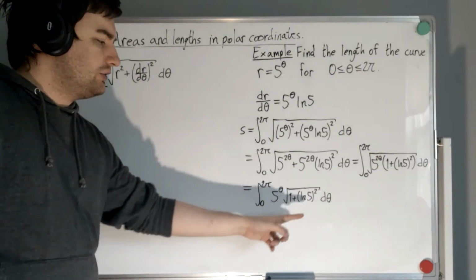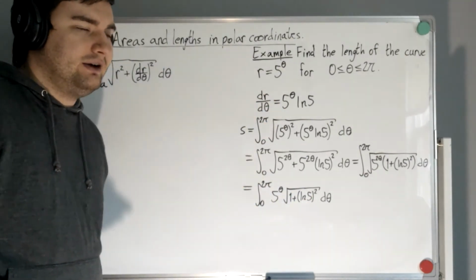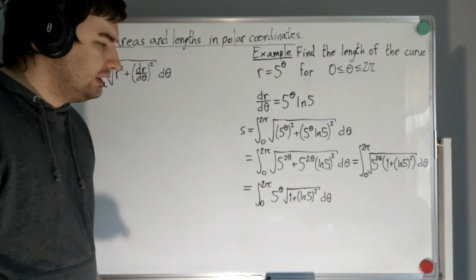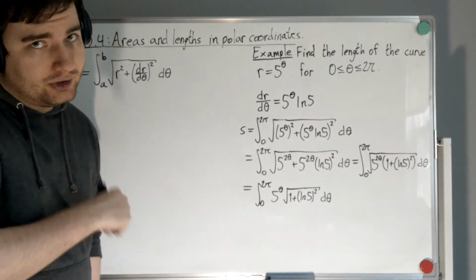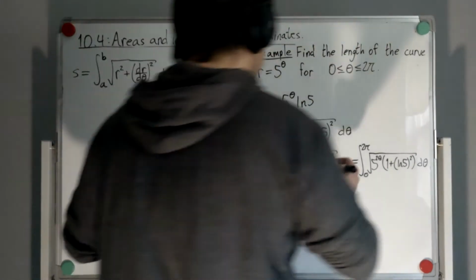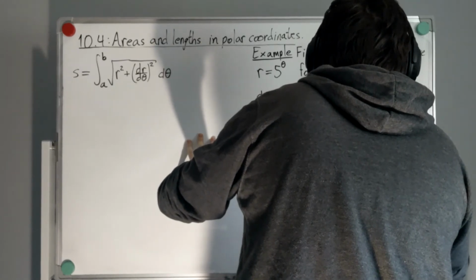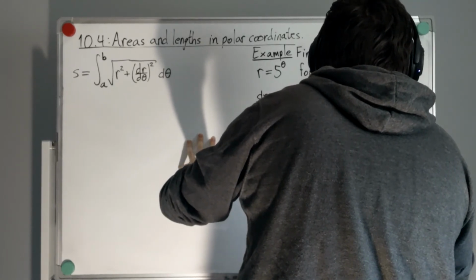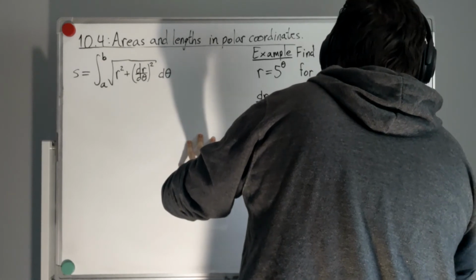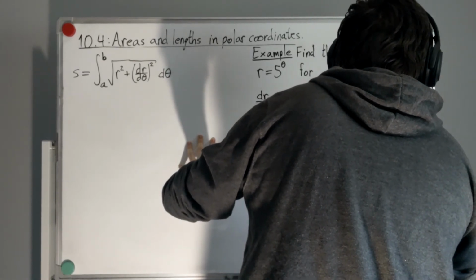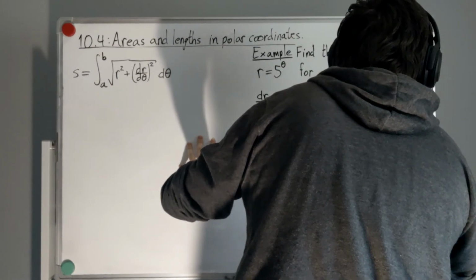Now, 1 plus the natural log of 5 squared, take the square root of that. That's weird looking, but whatever it is, it's a constant, so we can pull it out of the integral. So we can write this as the square root of 1 plus natural log of 5 squared times the integral from 0 to 2 pi of 5 to the theta d theta.